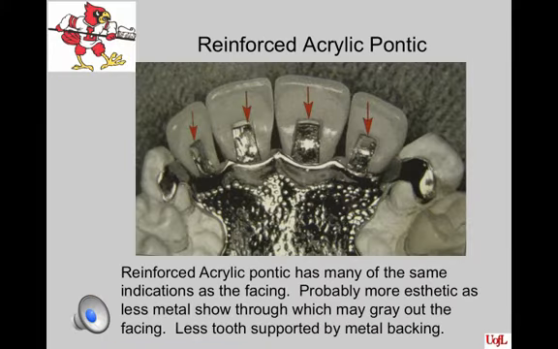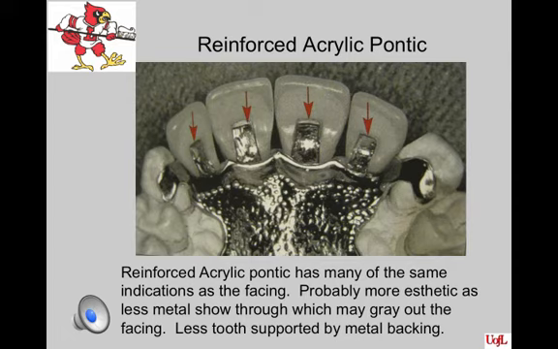Here we have the reinforced acrylic Pontic, or wrap. It has metal incorporated into the denture tooth, and then acrylic is added to cover the metal areas. It has many of the same indications as the facing. It is probably more aesthetic than the facing as it has less metal show-through at the incisal area. The metal has a tendency to make the facing appear gray in that area.